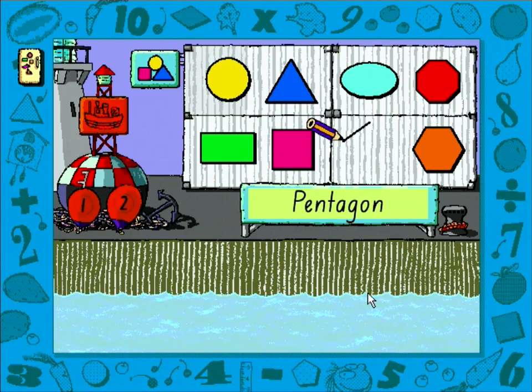Pentagon! A pentagon has five sides and five corners. When you join the points, a new shape appears. That's right, a star. This starfish is shaped like a pentagon.